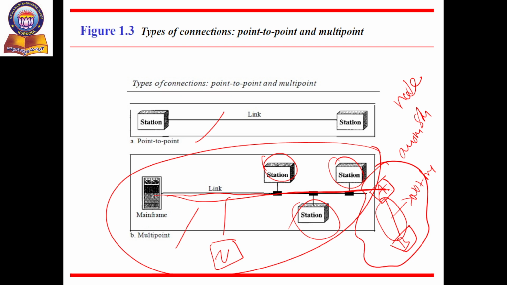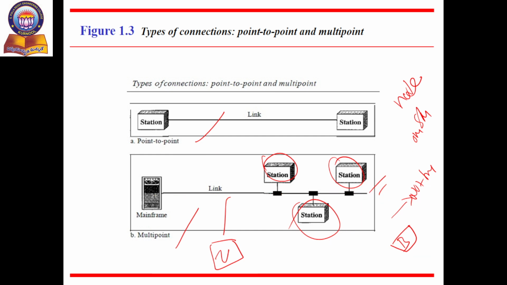Point-to-point is very effective, but it's very costly, and multi-point is very cheap, but its effectiveness is very low compared to point-to-point. We will discuss why point-to-point is very effective and why multi-point is not very effective in the next coming videos, or next coming topics.